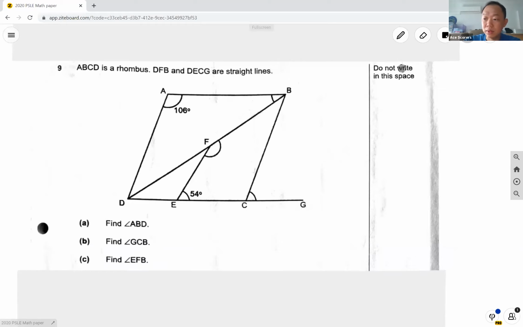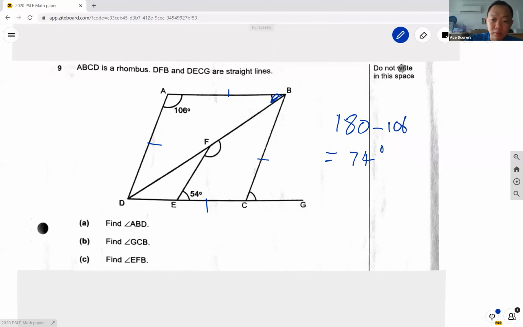What's so special about rhombus? For a rhombus, the sides are equal. So this is equal to this, equal to this, equal to this. If I want to find angle ABD, which is right here, all I have to do is take 180 minus 106, I get 74, right? Yeah, 74 degrees.